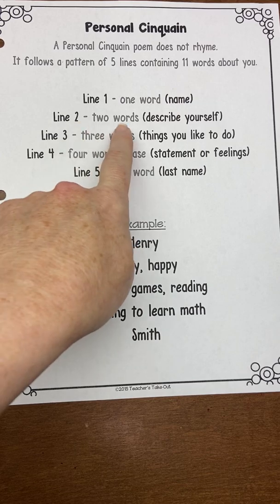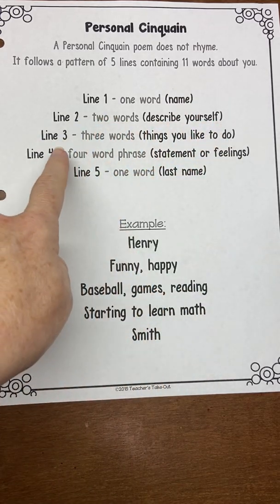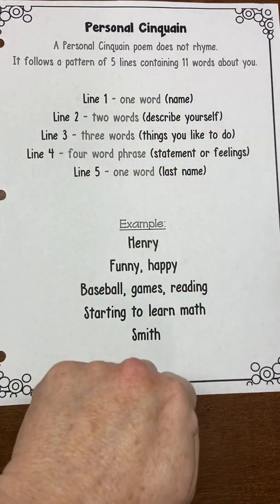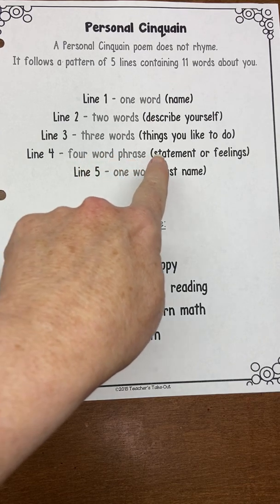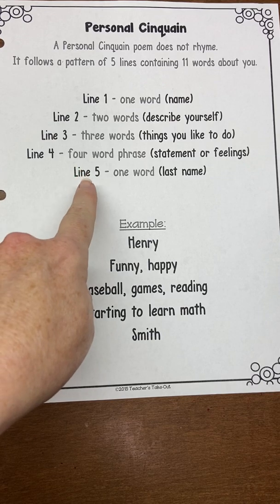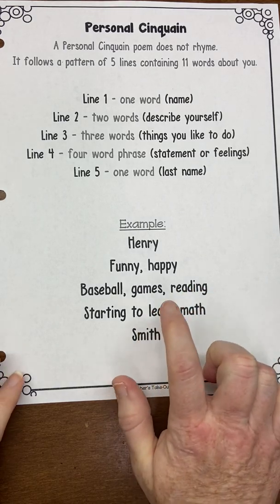The second line is going to be 2 words that describe yourself. Line 3 is 3 words of things you like to do. The fourth line is a 4-word phrase that's a statement or feelings. And line 5 is 1 word. It'll be the last name. Okay? So the example on the paper is about Henry.